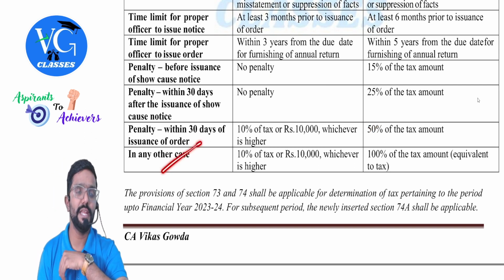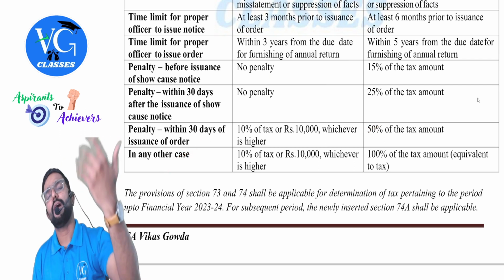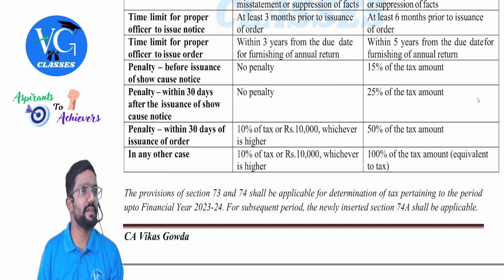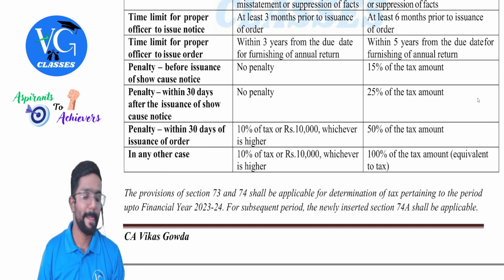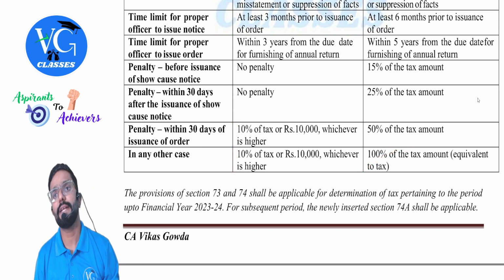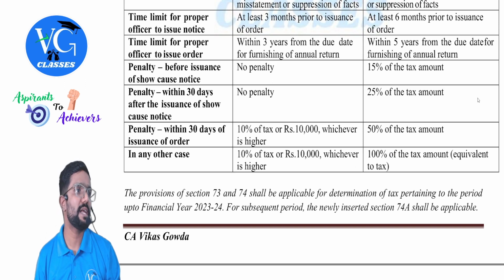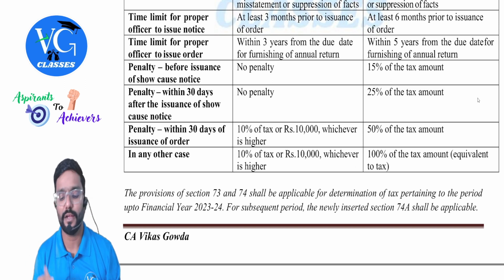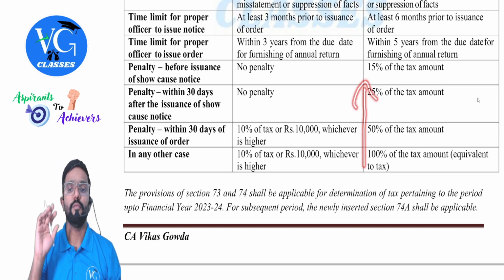Sir, any other case? Any other case means, in simple terms, amount is paid after 30 days of issuing the order. In that case, same amount here, whereas here it is 100% of the tax amount. 100% of the tax amount, guys. The longer you take, the amount of penalty will be more.